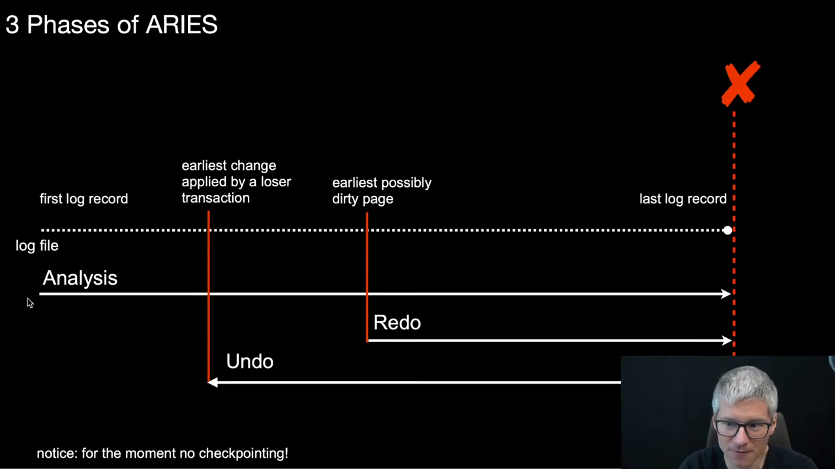So we typically don't have to perform the redo phase from left to right, from the first record again to the last record. We start somewhere in the middle. I will explain how that works in a moment.